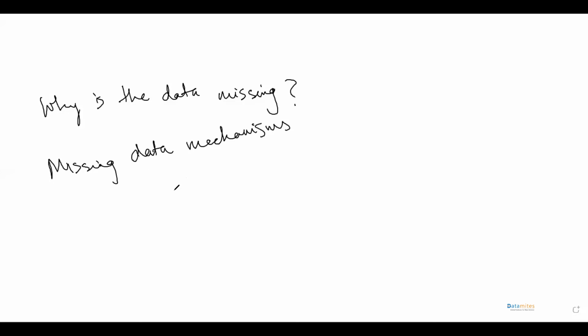The first one is MCAR, which is called missing completely at random. So when the data is completely missing at random, the fact that the data are missing is independent of the observed and unobserved data. Or in other words, we can say there is no difference between participants with missing data and those with the complete data set.